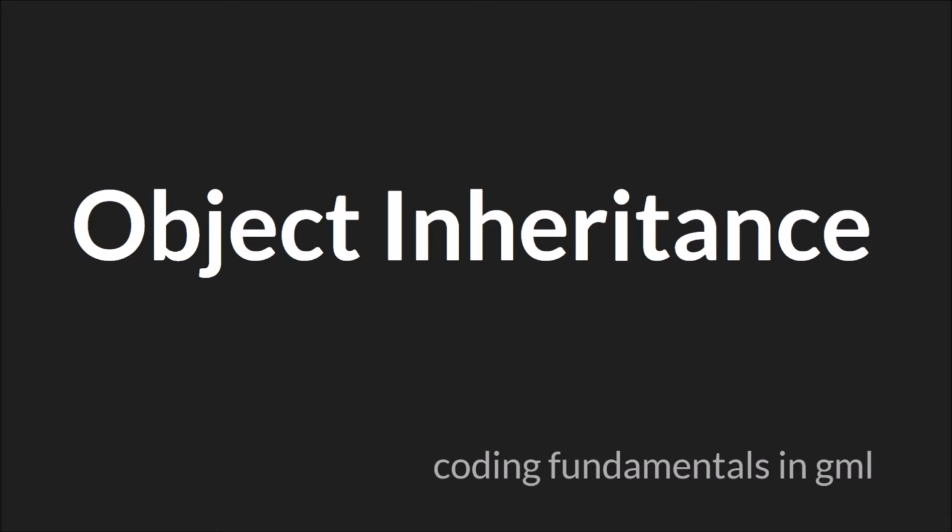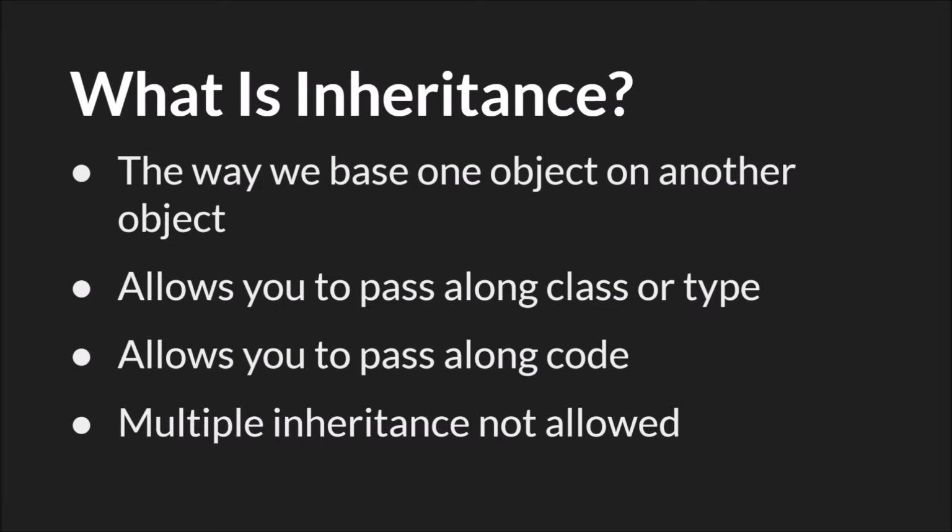In this tutorial, we'll be talking about object inheritance. Inheritance in GameMaker Studio 2 is the way we base one object on another object. It allows us to create sort of classes or types, and it allows you to pass along code. So in other words, object B can inherit code from object A, and any changes to object A will then affect object B. And this can be extremely useful, as we'll see in an example.